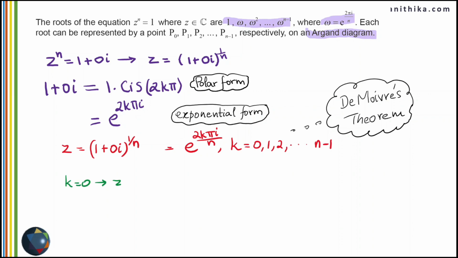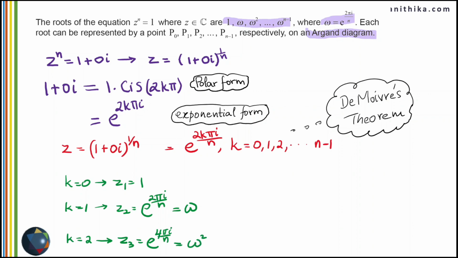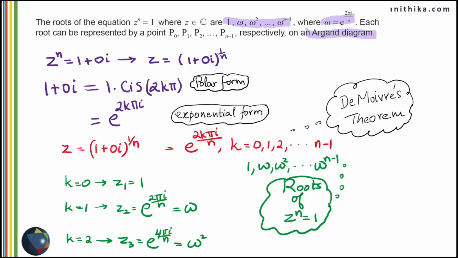So for k equal to 0, the root is going to be 1 because e to the power of 0 is 1. When k equals 1, you will get e to the power of 2 pi i over n. This is the second root and we call this omega. When k equals 2, the third root is e to the power of 4 pi i over n, which is obviously equal to the square of omega, and so on. So if you substitute the value of k as 0, 1, 2, etc. up to n minus 1, the corresponding roots are going to be 1, omega, omega square, etc., omega to the power of n minus 1. And these are the n roots of the equation z to the power n equal to 1 in the complex number set.